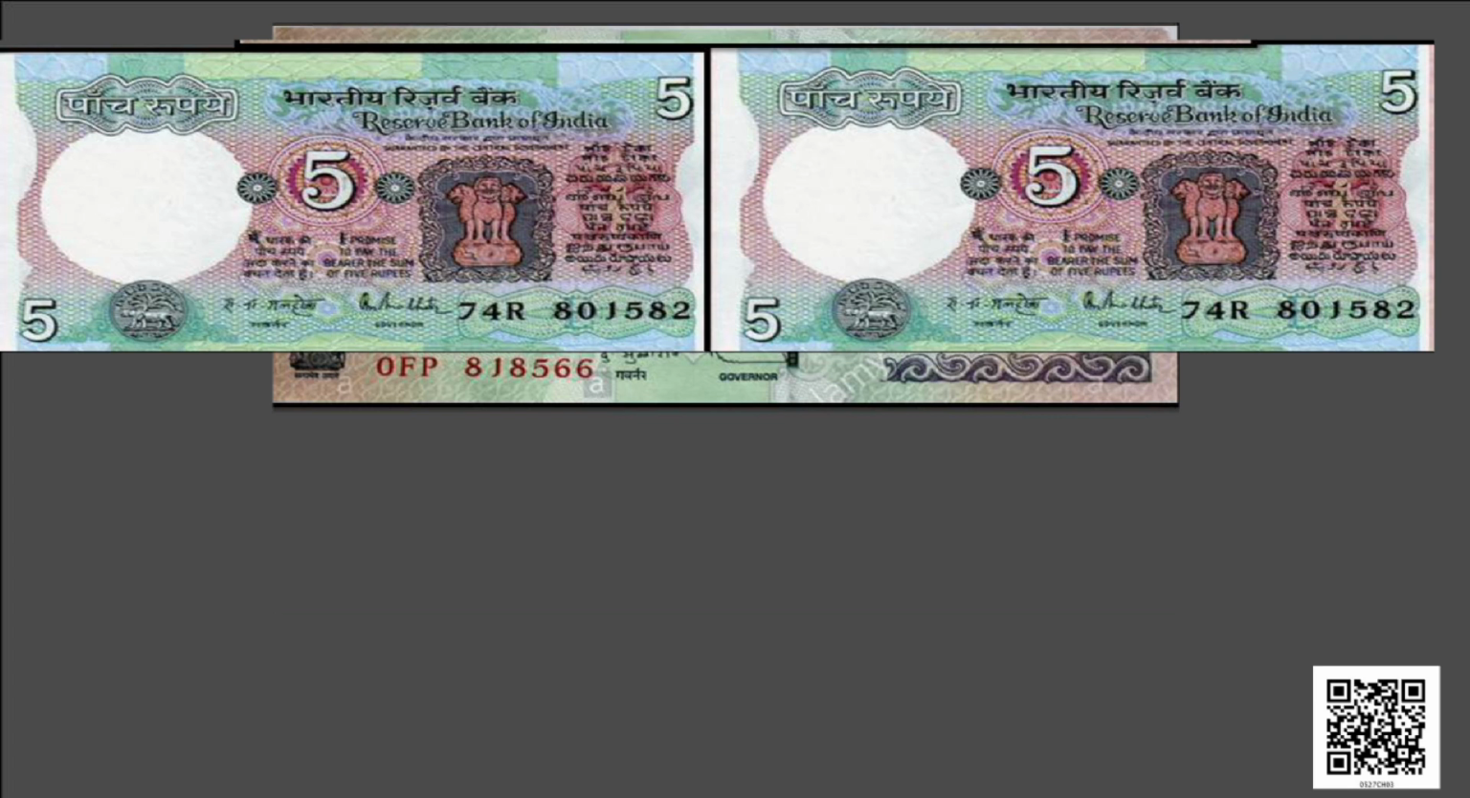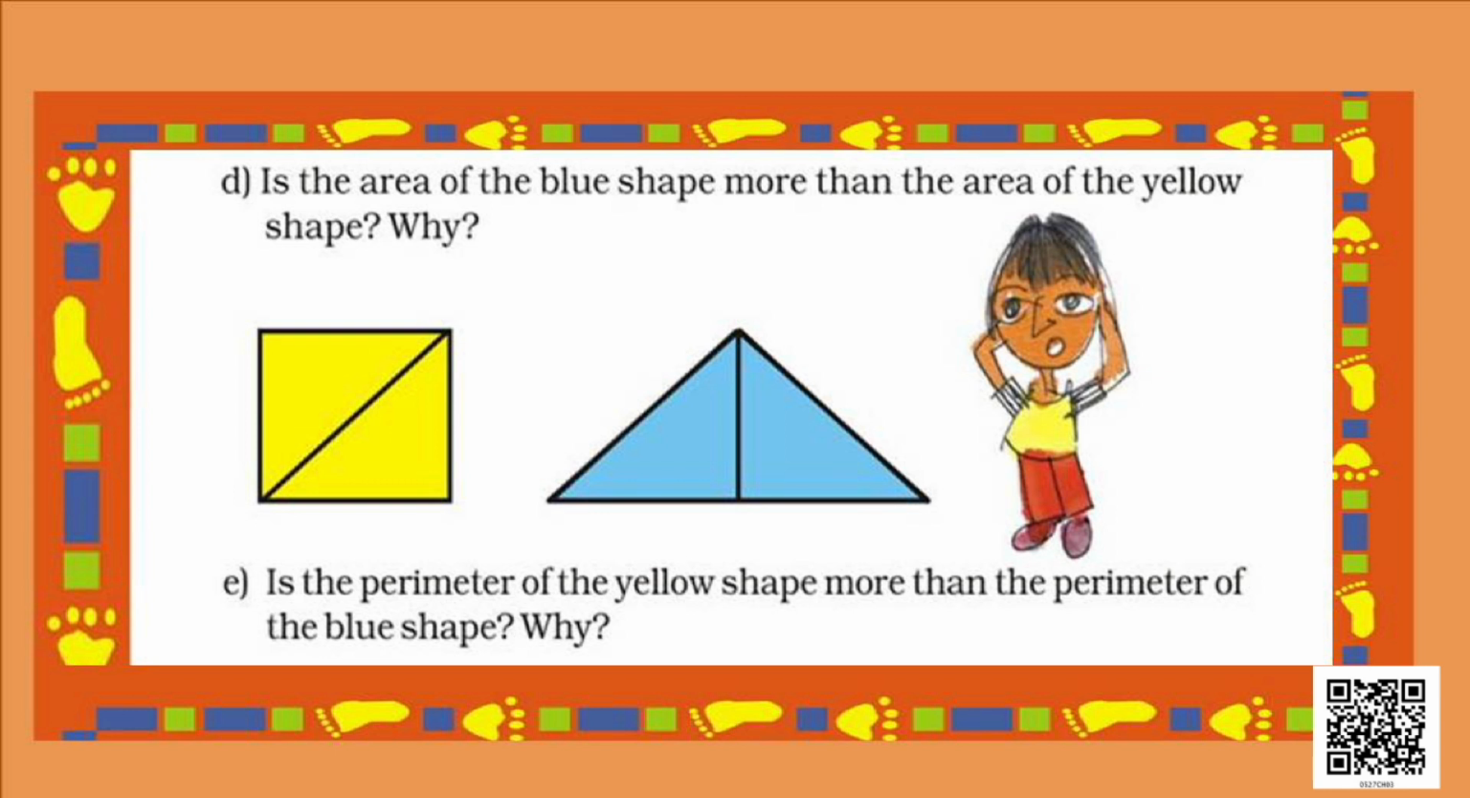So I hope you can understand now which has the larger area. Another question is there for you. See, there is a square and there is a triangle given in your book. The square is yellow in color and the triangle is blue in color. So what does the question ask? It asks, is the perimeter of the yellow shape more than the perimeter of the blue shape?